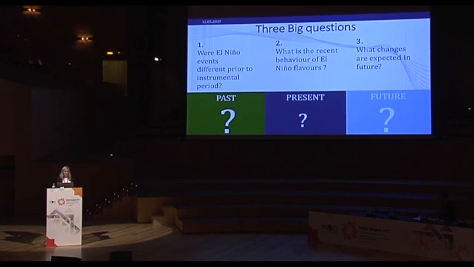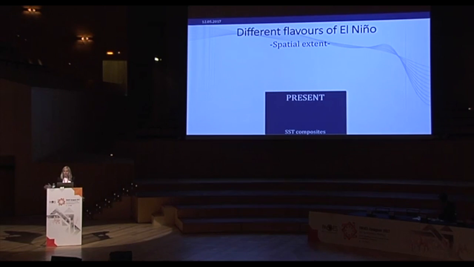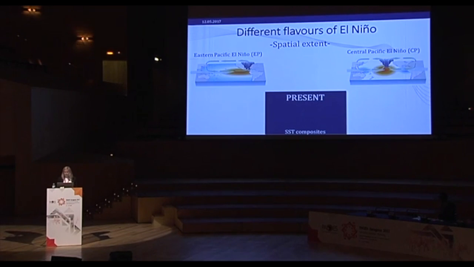First of all, if we talk about the different flavors, we have to understand them first as we can observe them during the instrumental period. I would like to point you to two very important aspects of the different flavors of ENSO. The first one is the spatial extent. As you can see from this little schematic, on the left-hand side is the Eastern Pacific one, and on the right-hand side is the Central Pacific one.